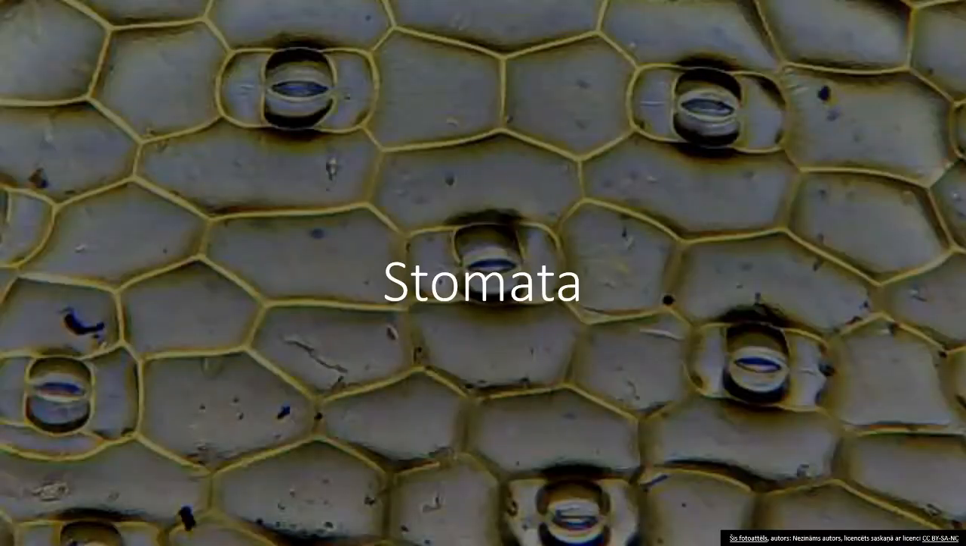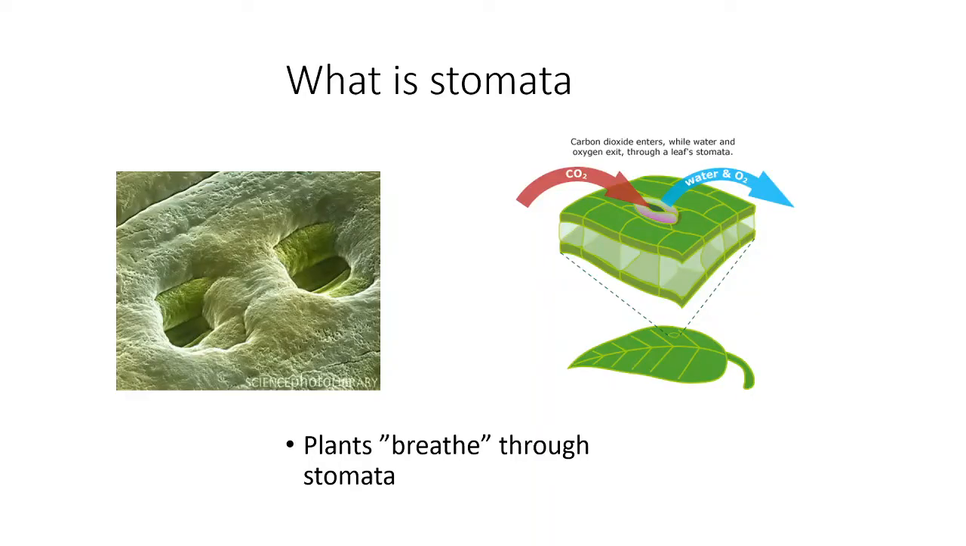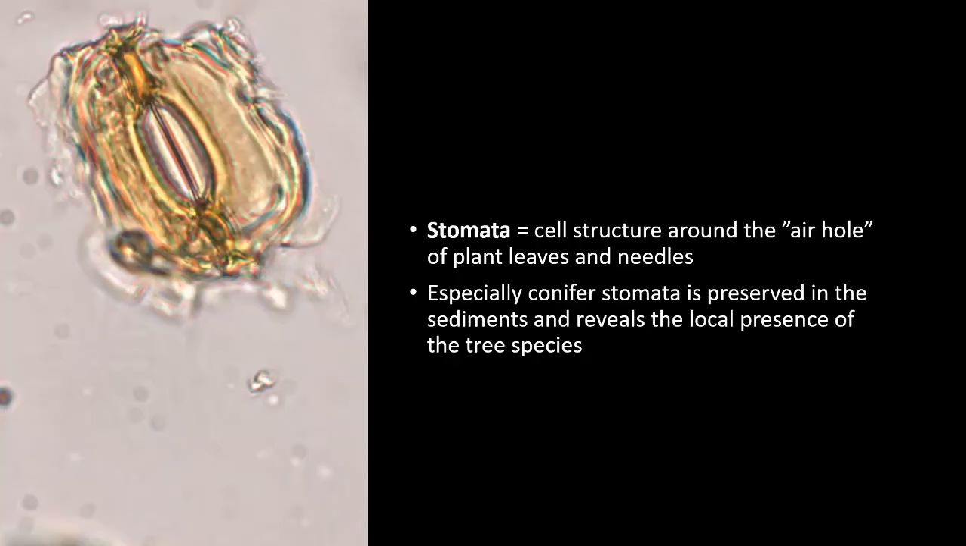And stomata is the next one. Stomata can be found in all leaves, and thanks to them the plant breathes. As you can see, through the stomata carbon dioxide enters and water and oxygen exit. All leaves have these stomata, thanks to which they are able to breathe and carry out photosynthesis. The stomata themselves are cell structures around the air hole of plant leaves and needles.